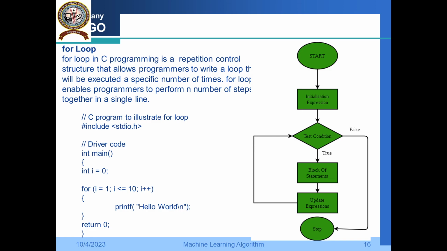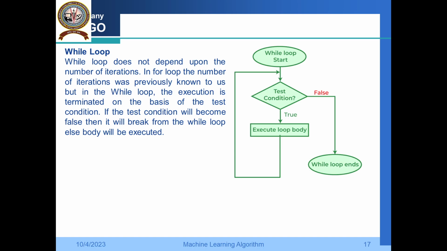Fine. Similarly, we are going for the while loop. The while loop does not depend upon the number of iterations. In the for loop, the number of iterations was previously known to us, but in the while loop, the execution is terminated on the basis of the test condition. If the test condition becomes false, then it will break from the while loop, else the body will be executed. You get it now?